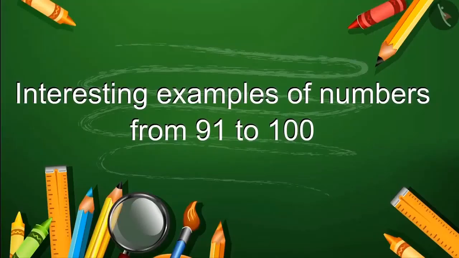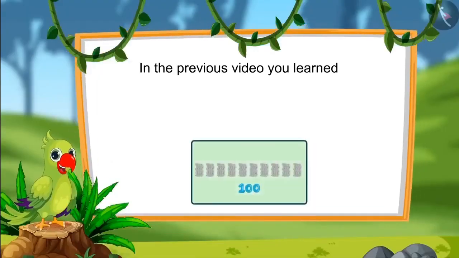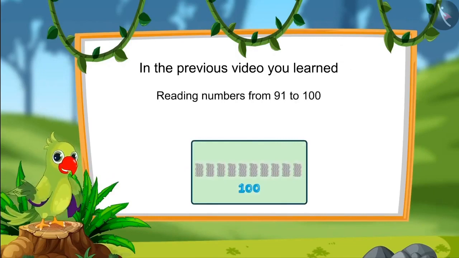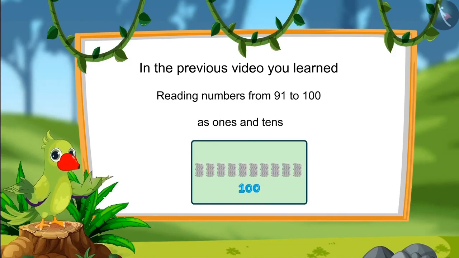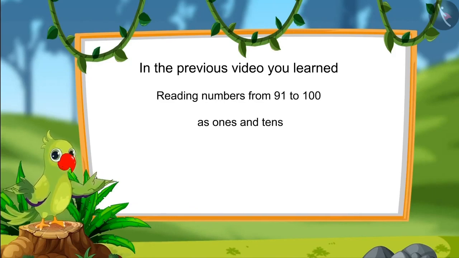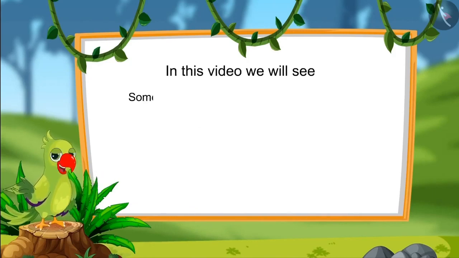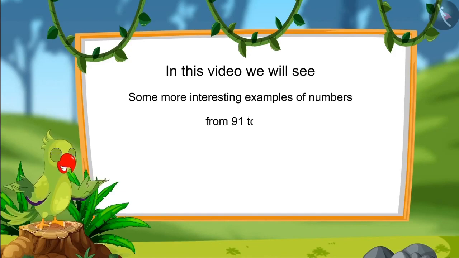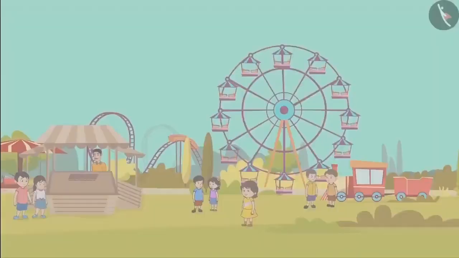Interesting examples of numbers from 91 to 100. Hello children, in the previous video you learned numbers from 91 to 100 and read those numbers as ones and tens. In this video we will see some more interesting examples of those numbers.